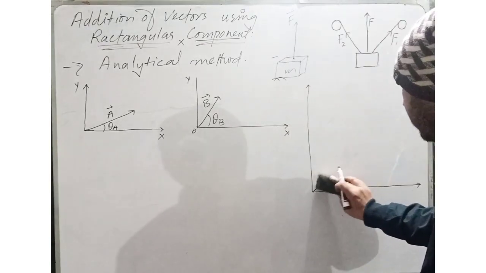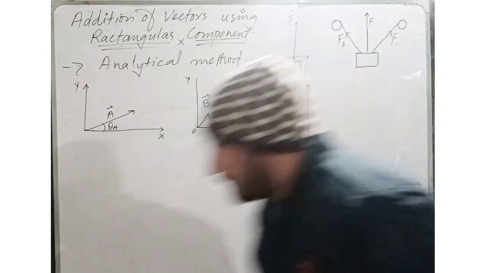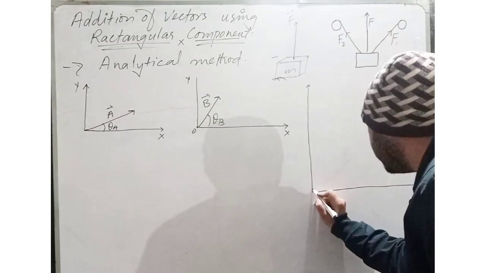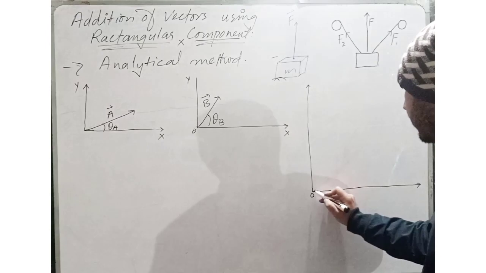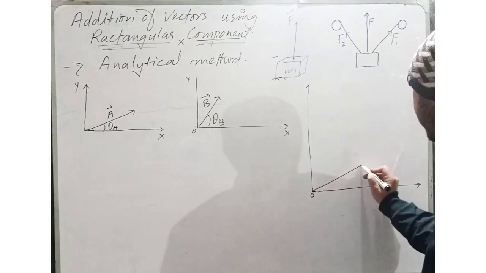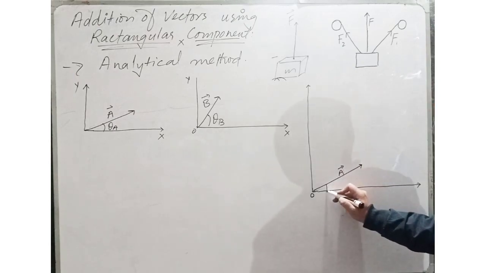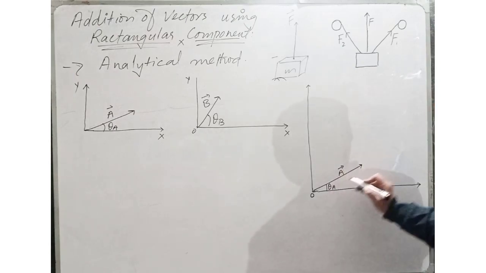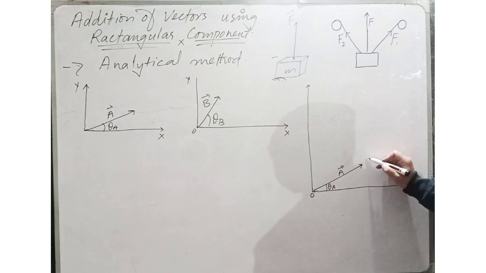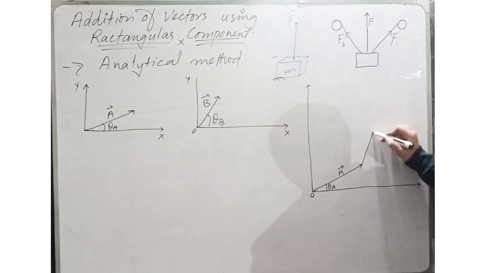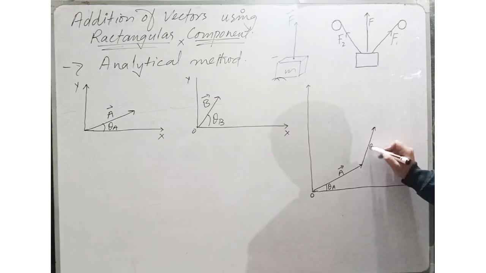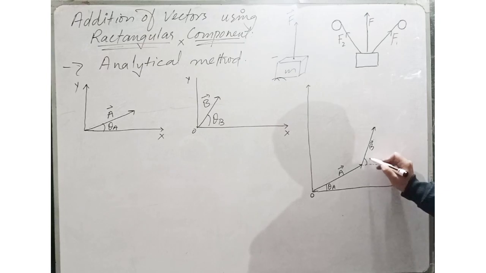Okay, so this is the origin, right? And let us represent vector A. This is vector A making an angle theta A with the x-axis, and over here we are going to place vector B. And this is vector B. Okay, and if we draw a virtual x-axis, this is angle theta B with the x-axis.